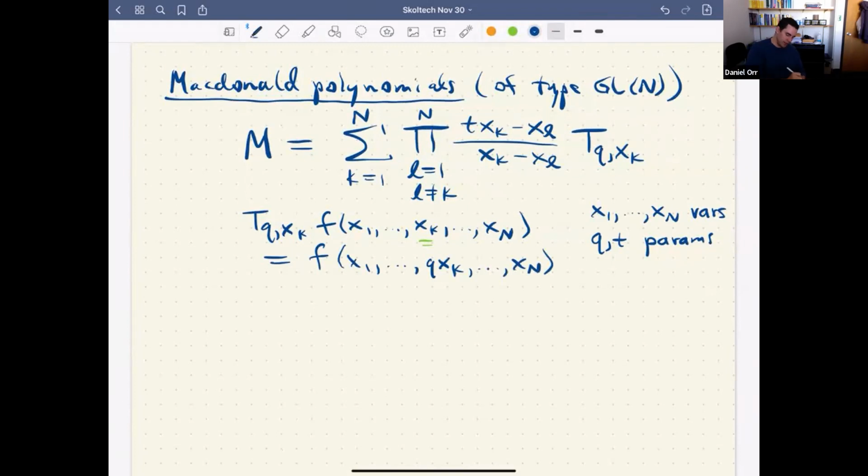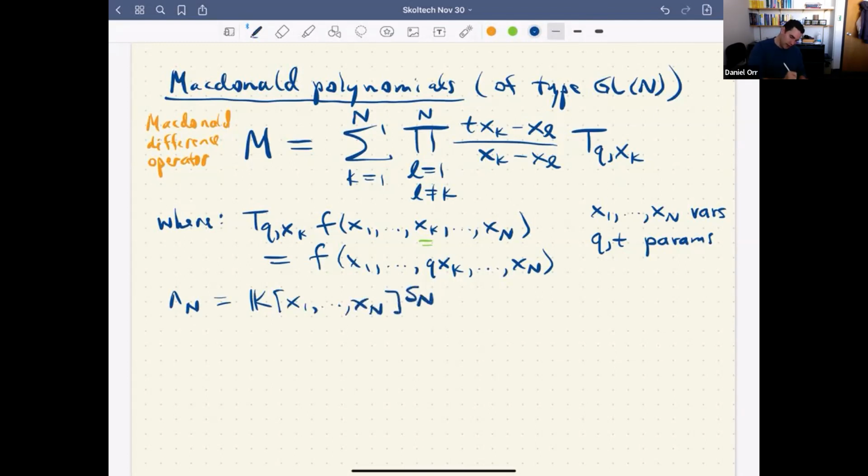Okay. This is the Macdonald difference operator. Okay. And what it is, it's an operator on symmetric polynomials. Okay, so the first observation is that if you define the space Lambda n, so I'm going to say K[x1, ..., xn]^Sn, the ground field is this field of rational functions in q and t. And I look at symmetric polynomials in these n variables with coefficients in K.